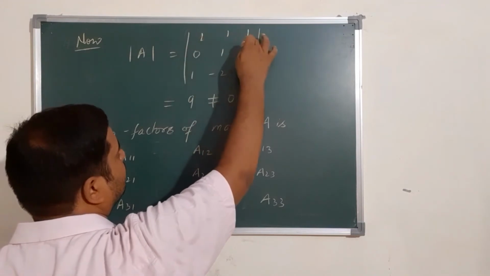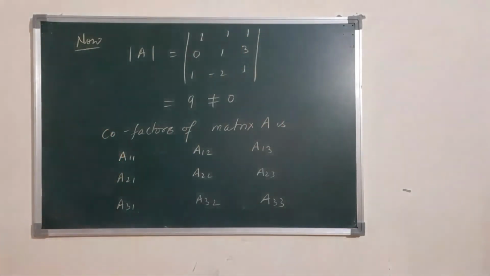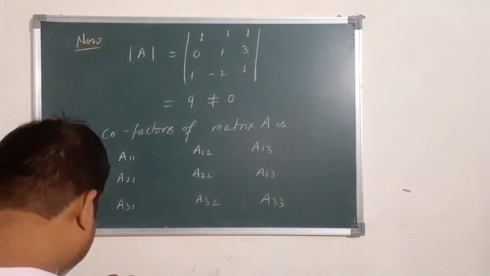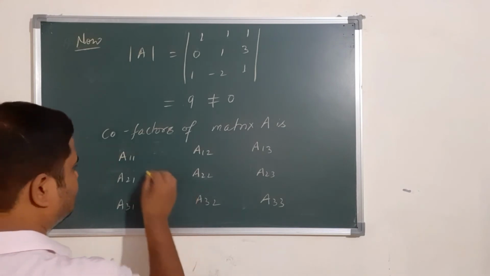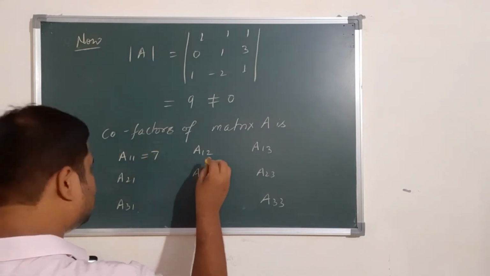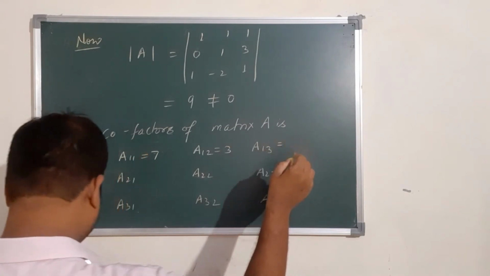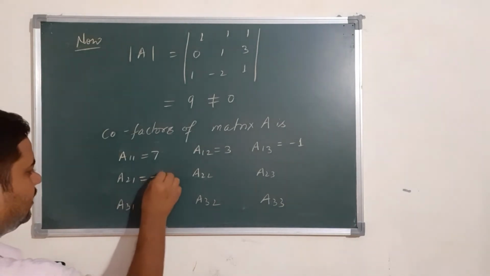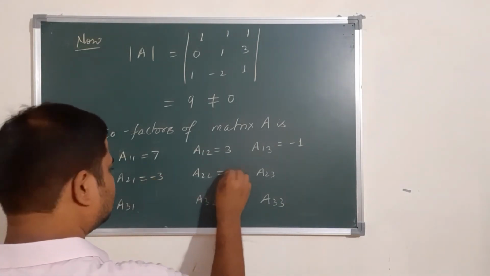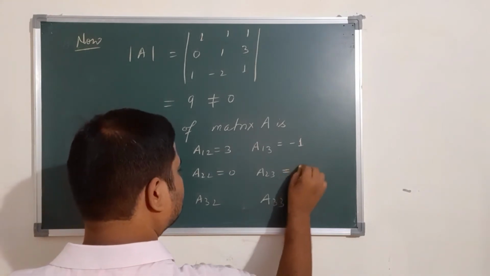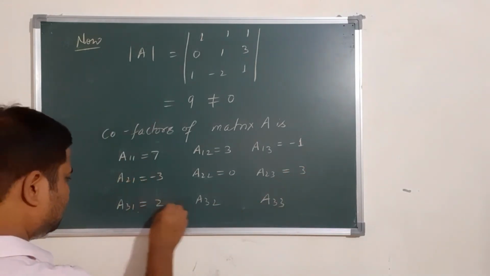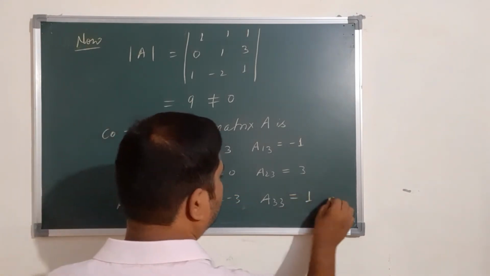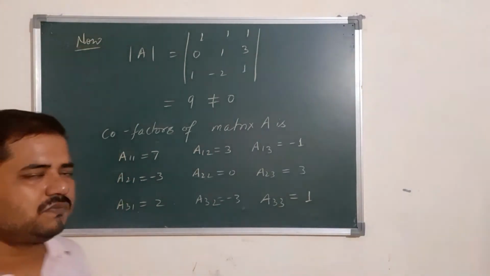Cofactor of 1: leaving this row and this column, then 1 1 and minus 2 3 are minus 6 plus 7. So we just write it. First is 7, A12 is 3, you find it. This is minus 1, this is minus 3, this is 0, this is 3, this is 2, this is minus 3 and this is 1. So these are the cofactors.